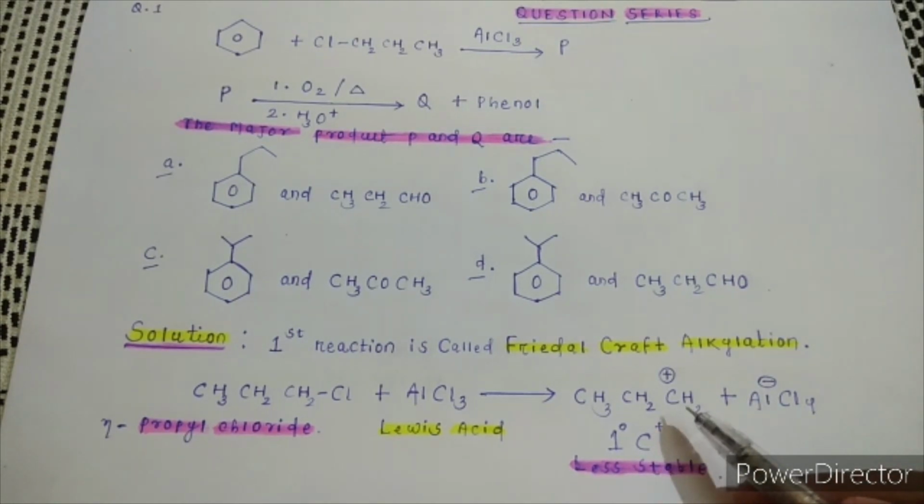And remember, here the intermediate is a carbocation. If in a reaction the intermediate is a carbocation, it means there is a possibility of rearrangement. So here you have to look whether the carbocation may form a more stable carbocation or not. If it forms, then you have to do rearrangement. This 1 degree carbocation, we know, is a less stable carbocation. So we have to look whether, if we do a certain shift like a hydride shift or methyl shift, there is any chance for the formation of a more stable carbocation or not.